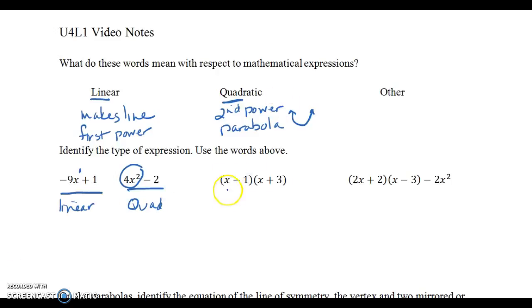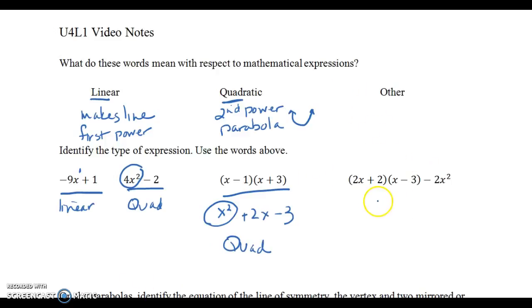Okay, if we look at our third expression, we have two binomials, x minus 1 times x plus 3. Each binomial is a linear binomial, but the expression in total is what we get when we multiply those two together. Since you guys are all experts in multiplying and foiling out, you should be able to identify that this is really x squared plus 2x minus 3. And then because we have the x squared term, this gives us a quadratic expression.